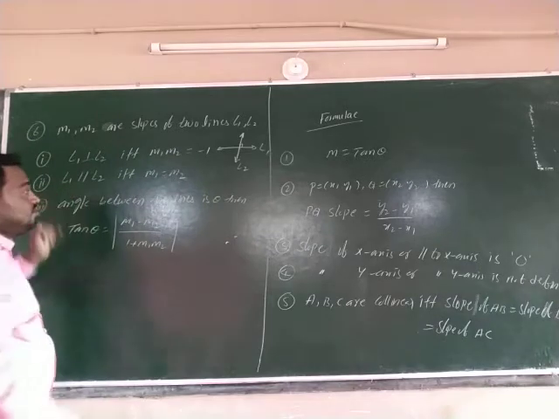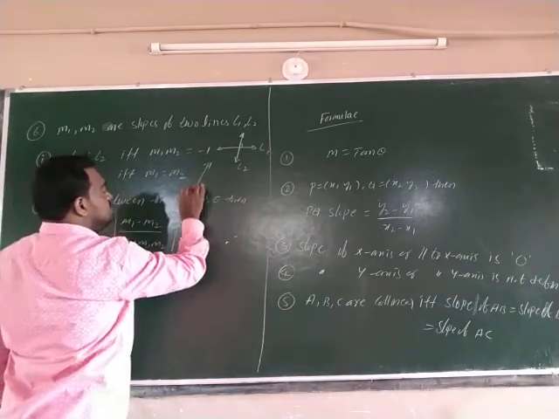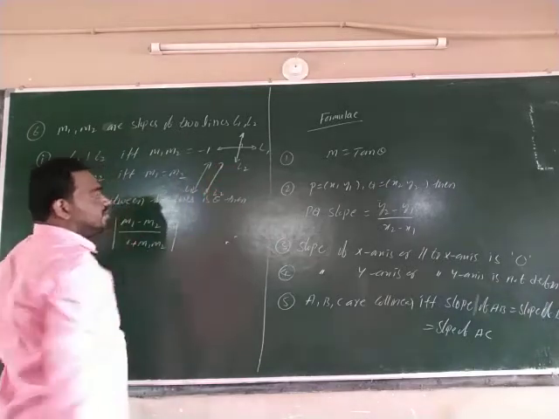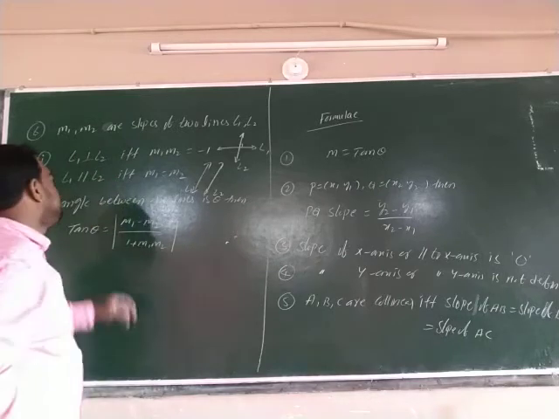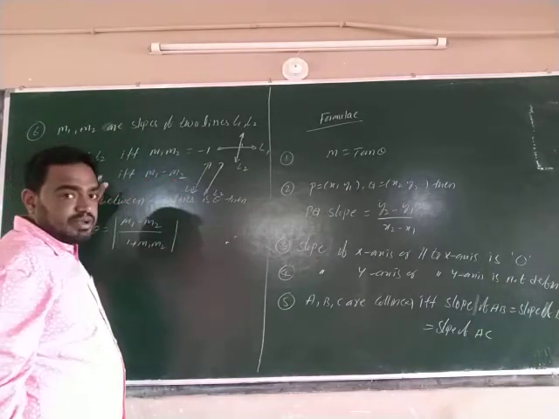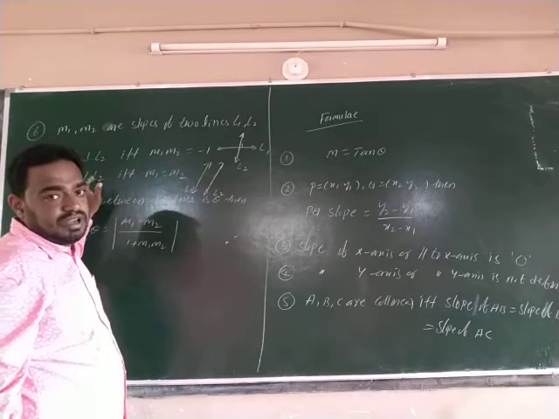Second one, two lines are parallel to each other. This is L1 line, this is another line L2. If two lines are parallel to each other, then the slopes are equal. If slopes are equal, lines are parallel.